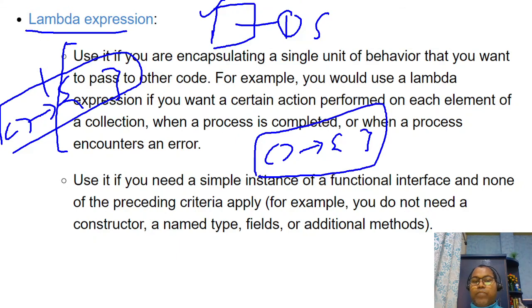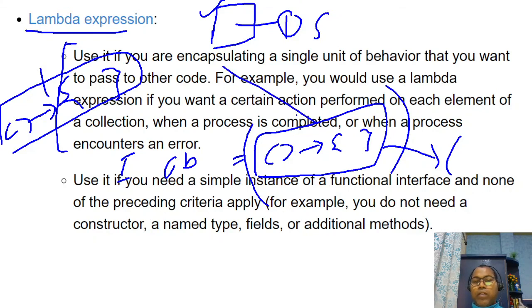You can assign this lambda expression to a reference object of the interface you are implementing, and you can pass this complete code as an input parameter to any method that takes this interface object. And third, you can return the complete lambda expression as the return type of a method as well.